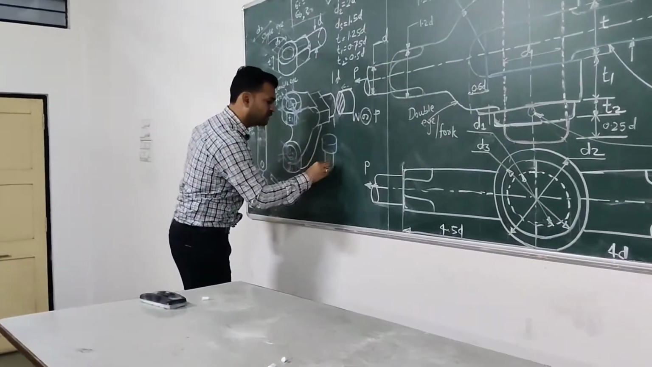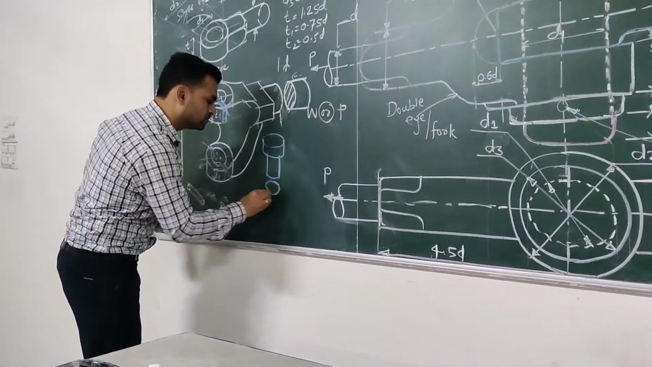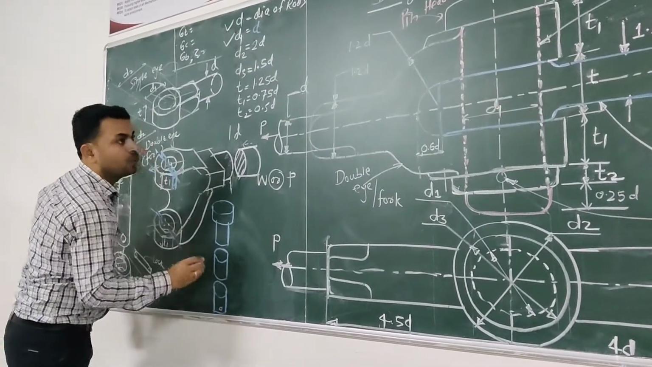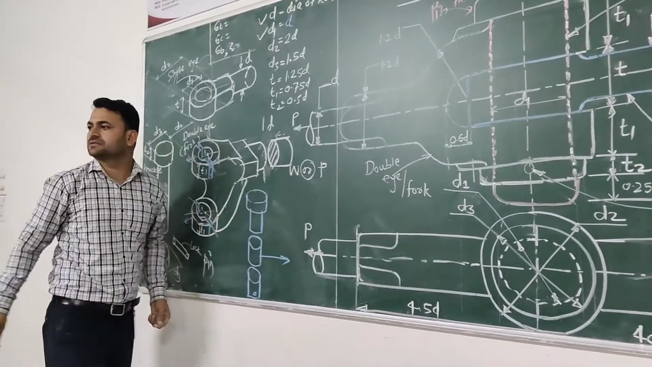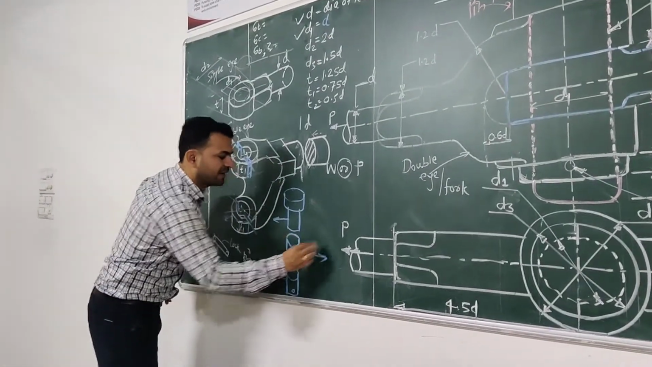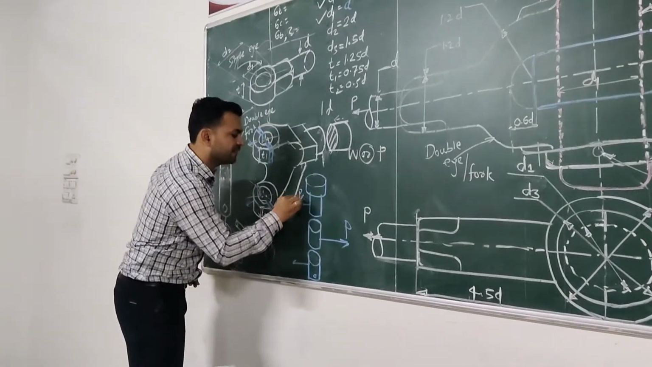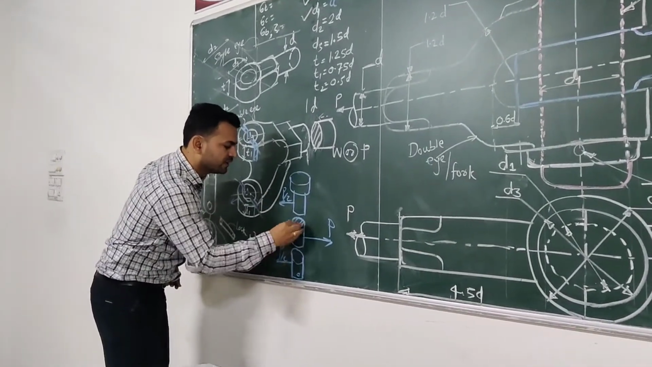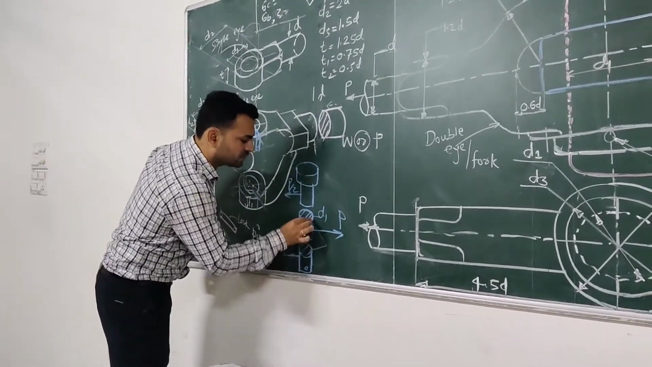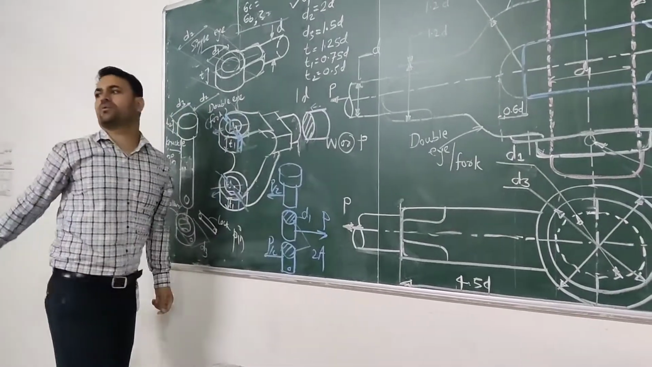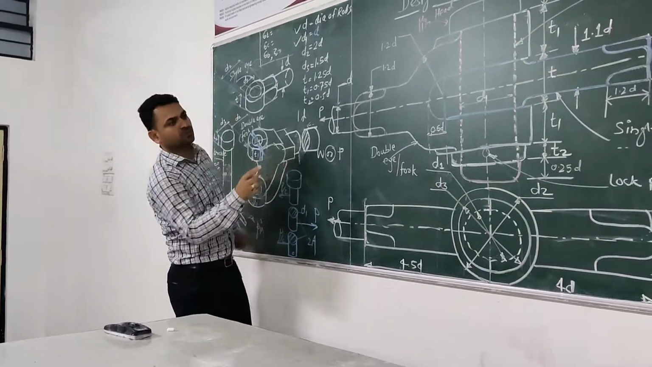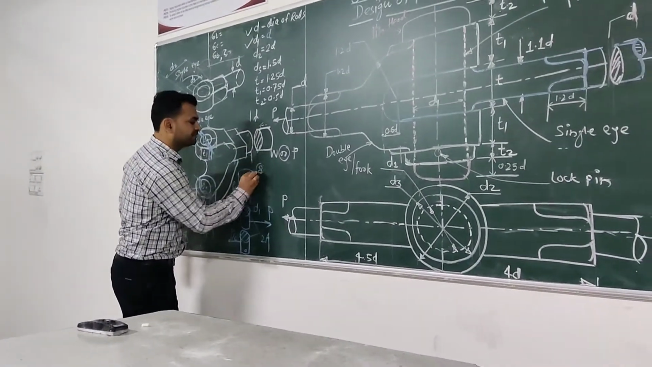See here, I am going to draw the failure. This portion will move along with the single eye, and both these portions will move along with the double eye. Suppose this is P, this will be P by 2, this will be P by 2. Here will be the failure. This will be equal to D1. So there are twice the area, and which type of failure is there? Double shear failure.